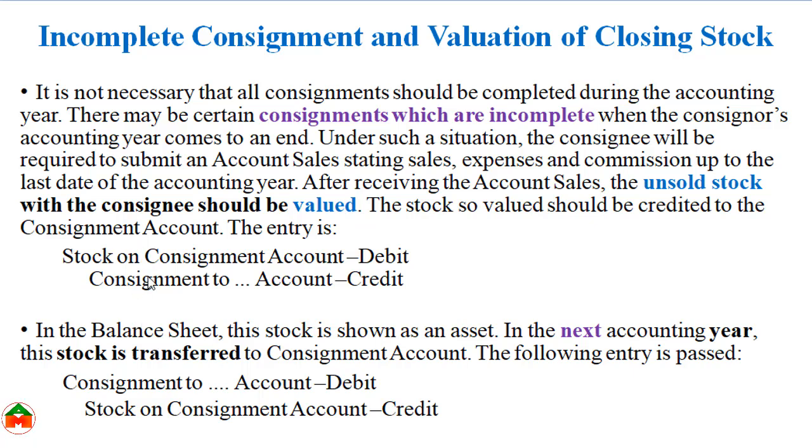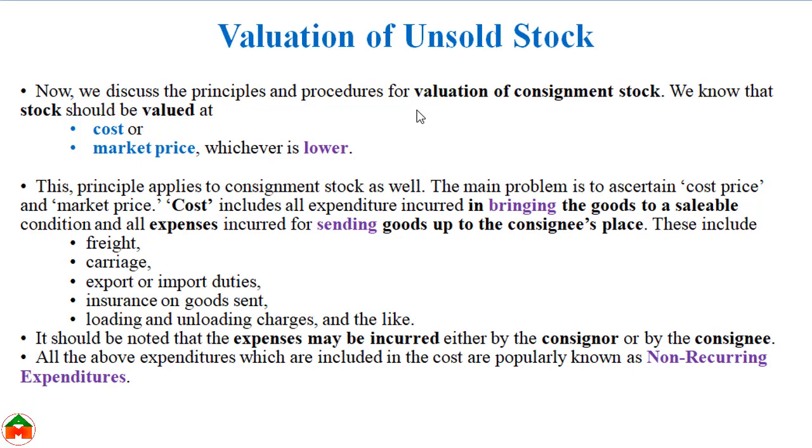And the balance of this stock should be shown in the balance sheet, and in the next year you have to reverse this journal as follows: consignment to consignee account debit and stock on consignment account credit. In the valuation of consignment stock, I mean the valuation of unsold stock in the process of consignment, we can apply the cost price method or the market price method. Whichever is lower, we should apply the lower amount of cost price or market price.